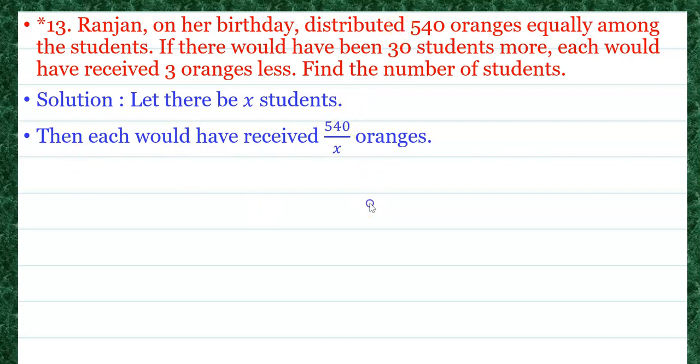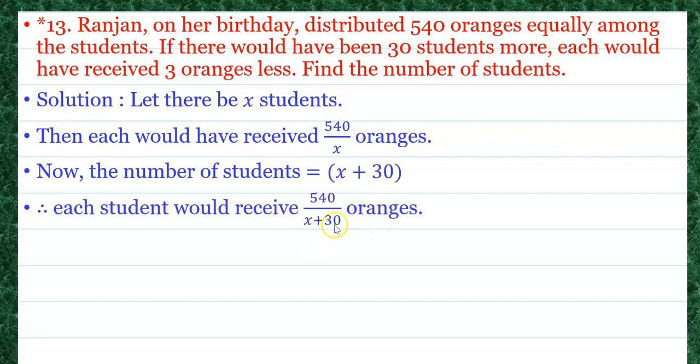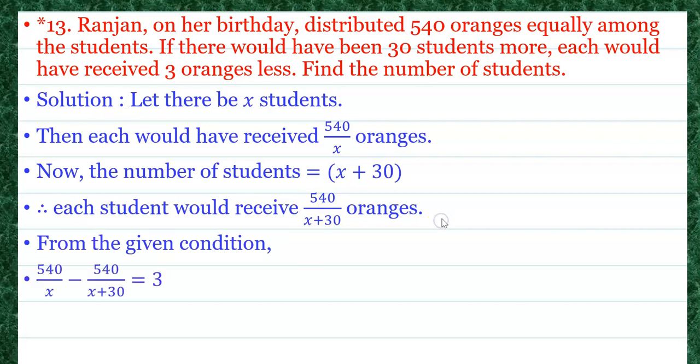540 upon x oranges. Now the number of the students, जर विद्यार्थी जास्त झाले तर किती x plus 30. ओके, मग प्रत्येकाला मिळणारे ऑरेंजेस किती, 540 upon x plus 30 ऑरेंजेस. मग त्या दोघातला डिफरन्स किती होता तर 3 चा डिफरन्स आहे. विद्यार्थी संख्या कमी आहे, जास्त ऑरेंजेस मिळतील मुलांना. विद्यार्थी संख्या जास्त आहे, कमी ऑरेंजेस मिळतील. मग कितीचा डिफरन्स तर 3 चा डिफरन्स. That is 540 upon x minus 540 upon x plus 30, that's equal to 3.